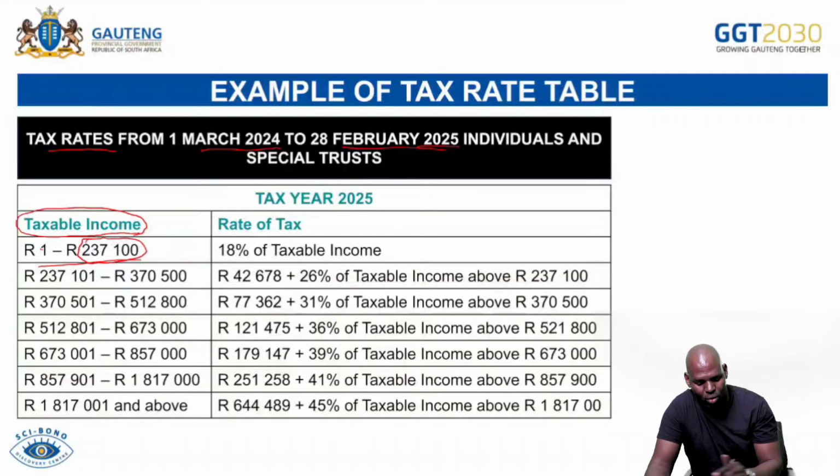Then those who are earning more, in this case 237,101, a little bit more than this, it means your tax bracket is now going to change. You are earning from 237,101 to 370,500. This is the formula they are going to use to calculate your tax amount. The formula is 42,678 plus 26% of taxable income above 237,100. So this is just to give you a picture of what we mean by a tax table or a tax rate. I'm sure you will understand it better when we do the calculations.